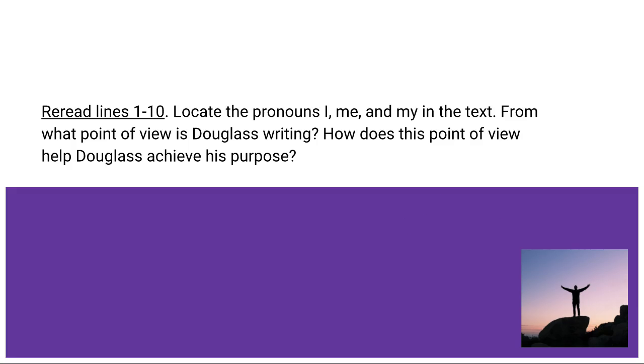Reread lines 1 through 10. Locate the pronouns I, me, and my in the text. From what point of view is Douglass writing? How does this point of view help Douglass achieve his purpose? Pause while you think.